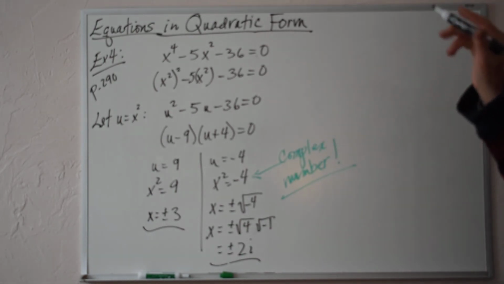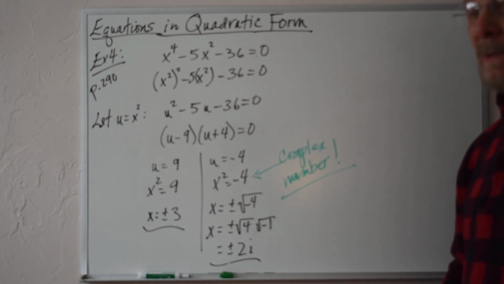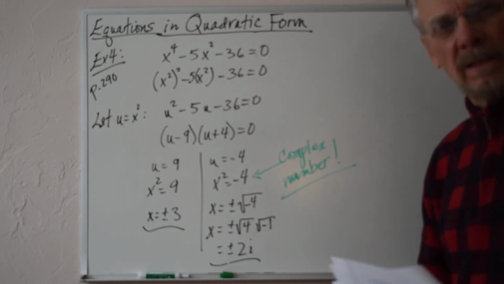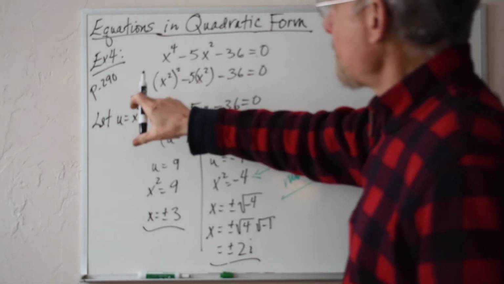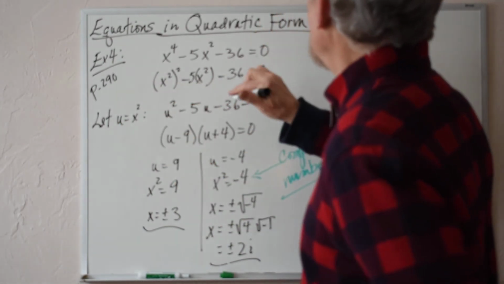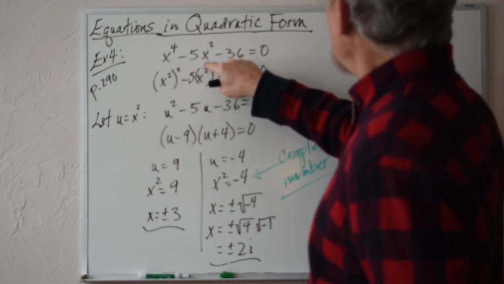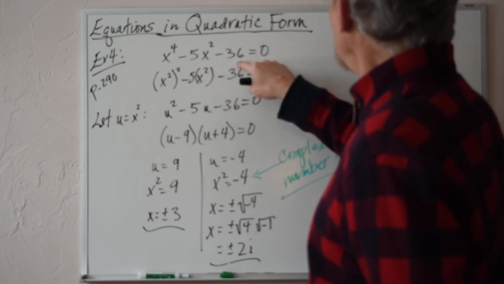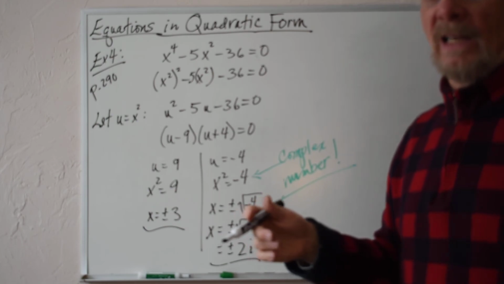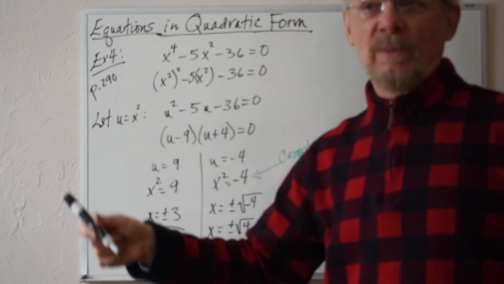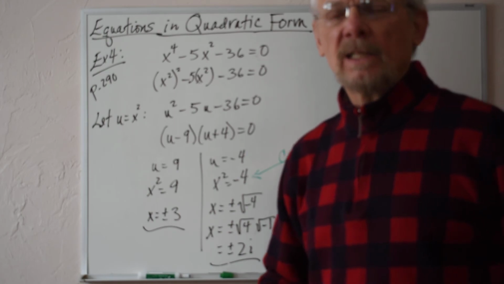Our next topic then is equations in quadratic form, whatever that could mean. Well, let's find out what it means. Look at example 4 on page 290. We're given an equation, x to the 4th minus 5x squared minus 36 equals 0. You might say, well, I don't know how to do that. That's got an x to the 4th in it. We haven't solved anything that has more than x squared in it.